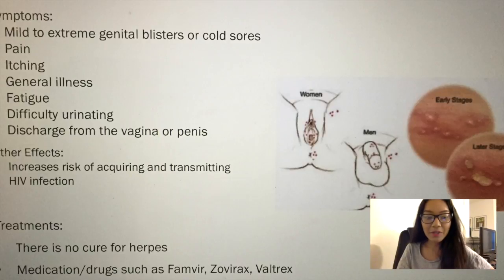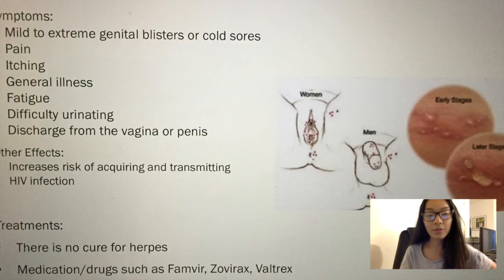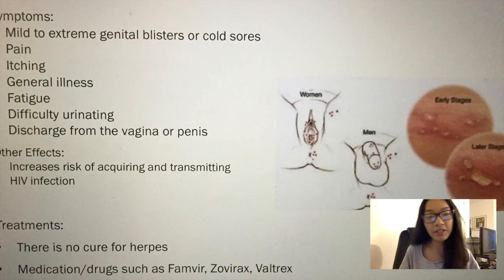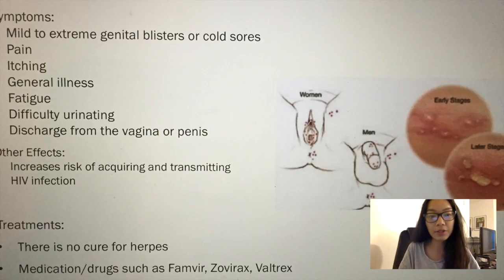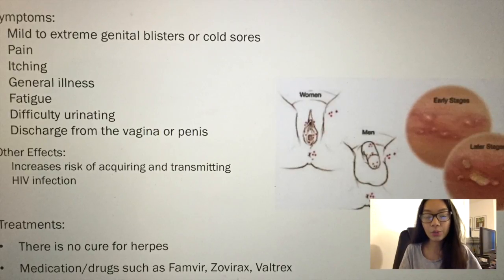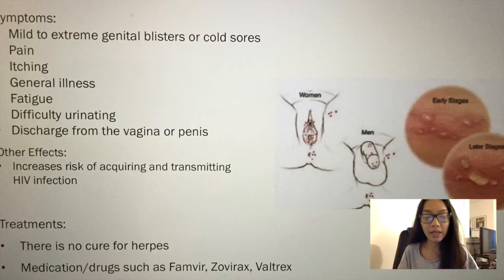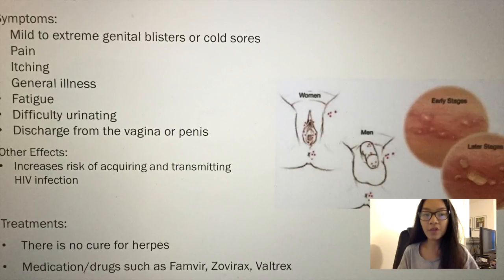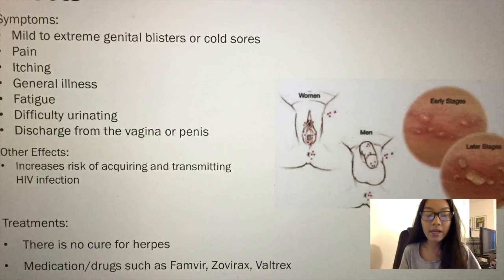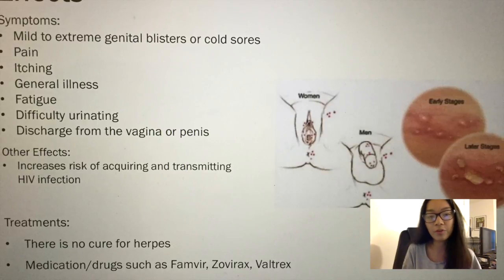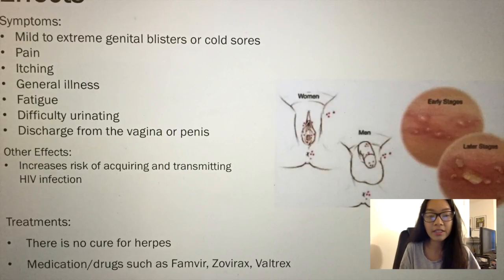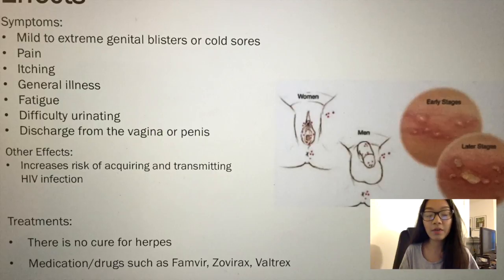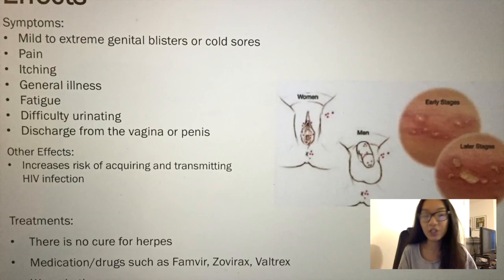Okay, so now that we've talked about the invasion of the virus, we're going to talk about the effects of the virus. Some symptoms of the virus include mild to extreme genital blisters or cold sores, pain, itching, general illness, fatigue, difficulty urinating, and sometimes discharge from the vagina or the penis. Other effects include the increased risk of acquiring and actually transmitting HIV/AIDS.